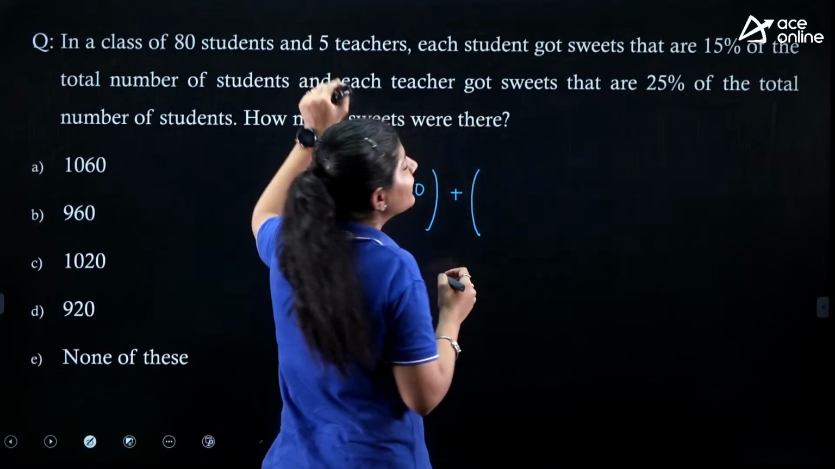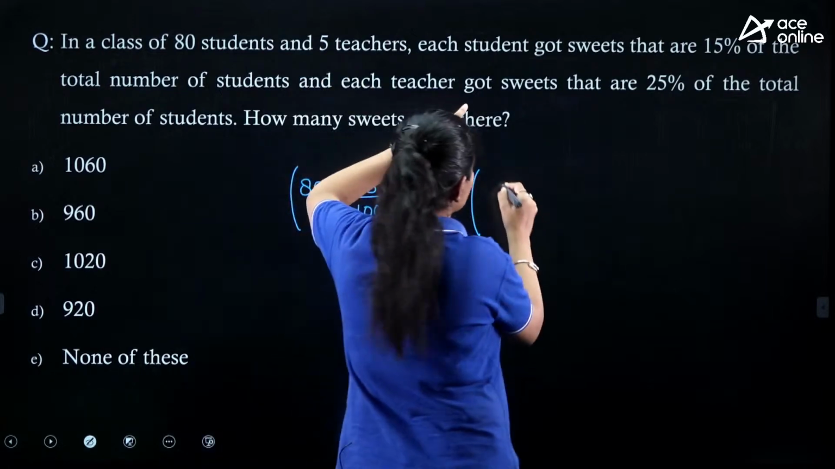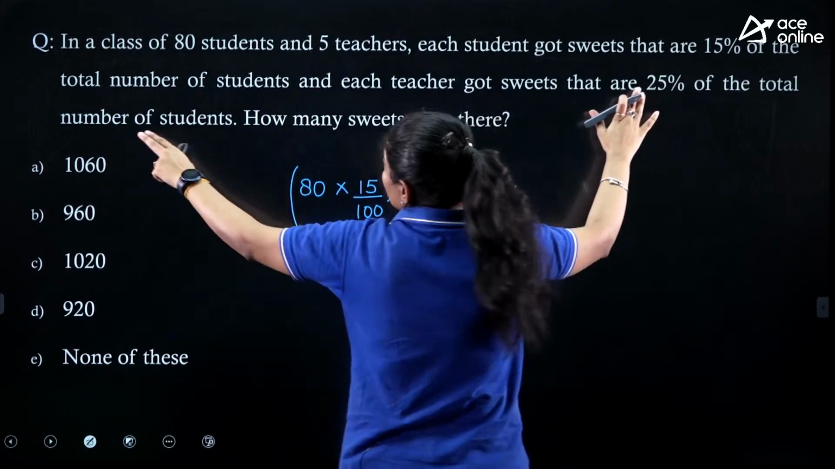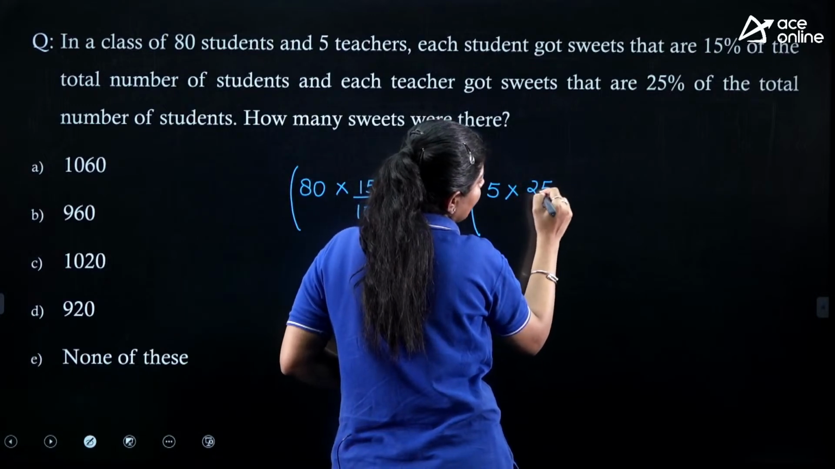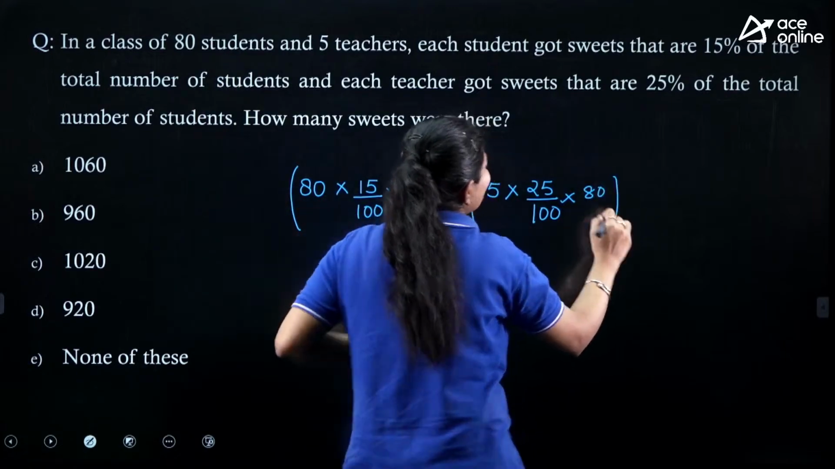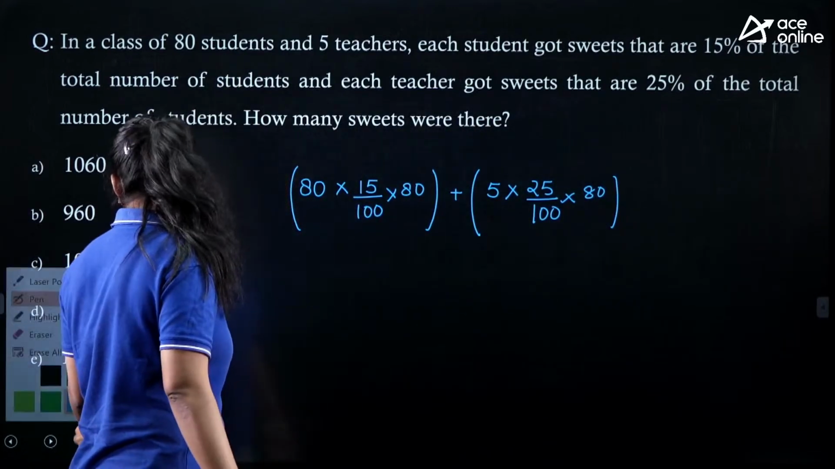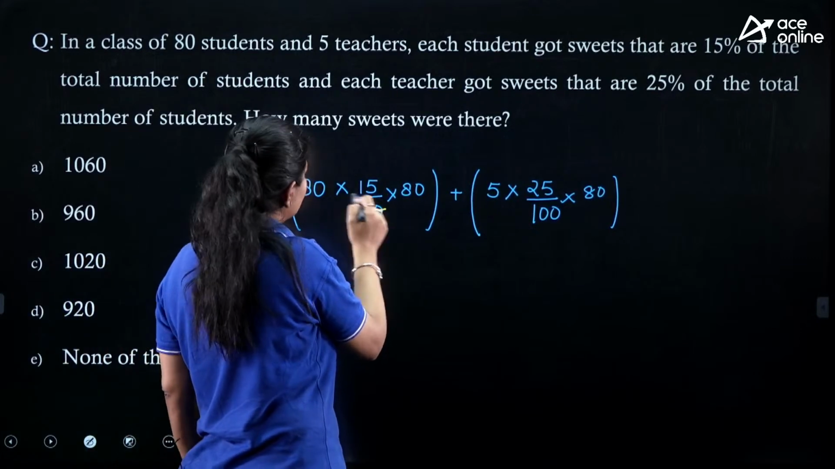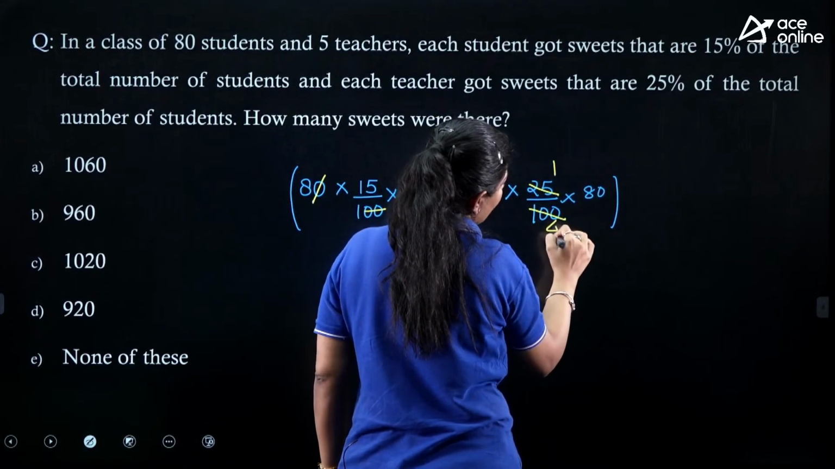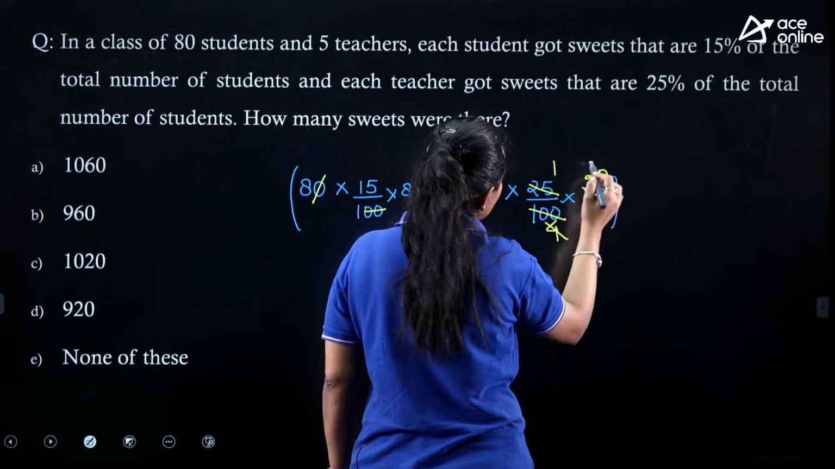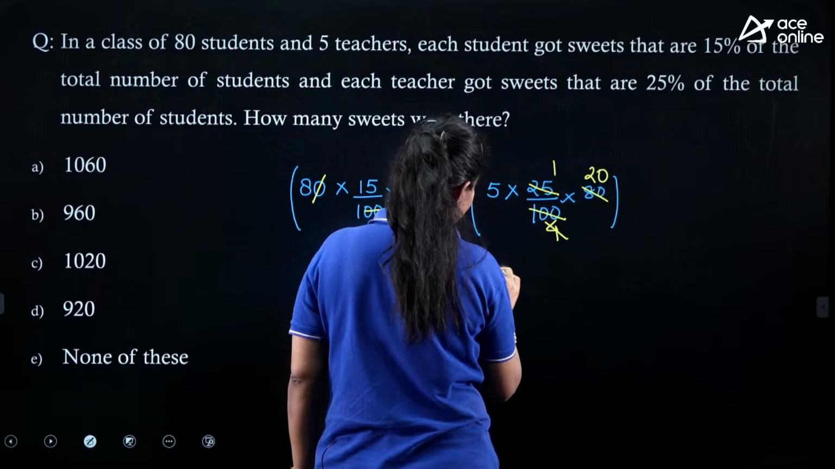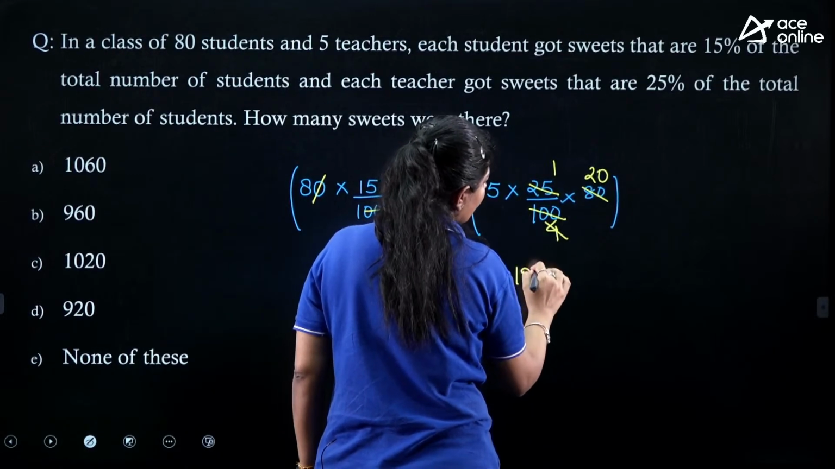5 teachers. Now for the 5 teachers, the question is saying that each teacher got sweets that are 25% of the total number of students. How many students are we having? 80. This is the only thing that we need to solve over here. These two zeros, right? We can eliminate, 1 by 4 over here, and here we are getting 20, right? So when we multiply it, we are getting 100 over here.